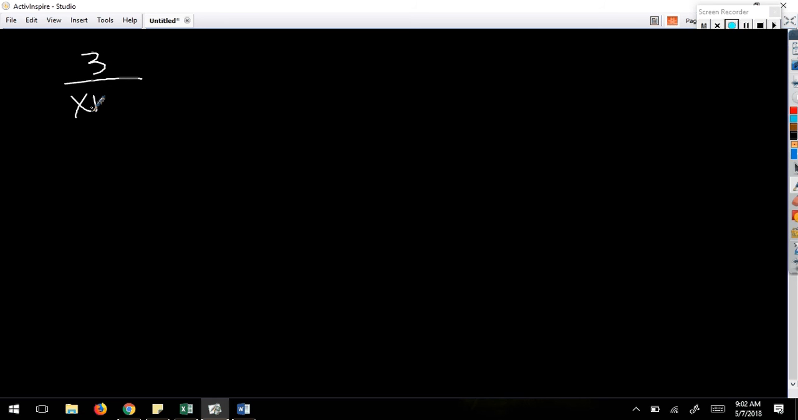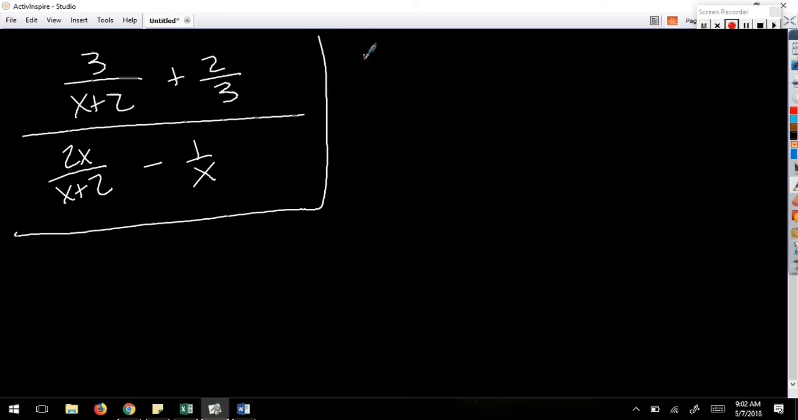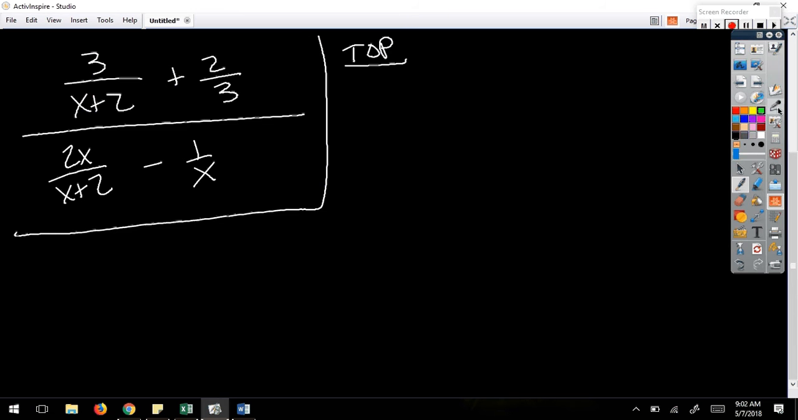Let's say I have 3 over x plus 2, plus 2/3, and that's going to go over 2x over x plus 2, minus 1 over x. Again, I just have to remember this is a division problem. What I generally do is make 3 columns, and this is my problem. I'll ask, if I simplify the top, what is it going to look like? In other words, we're just going to chunk the problem.